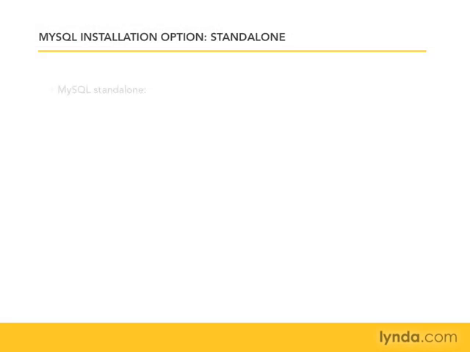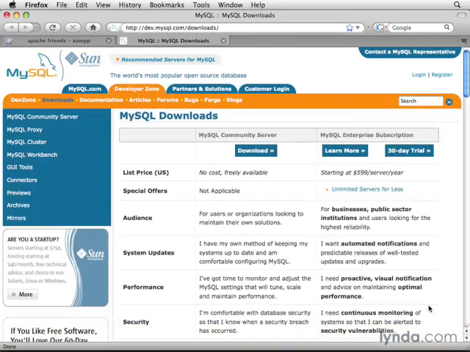The other option is to install MySQL as a standalone package. In other words, you have your web server already installed separately, you have your languages installed separately, and you're going to be installing the database separately. If you choose to go this route, you can either download MySQL from the download URL here on the screen, or you can buy one of their support packages.